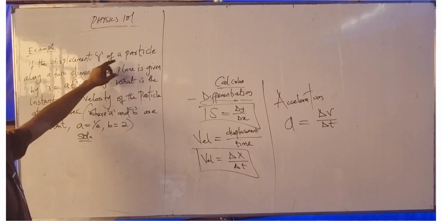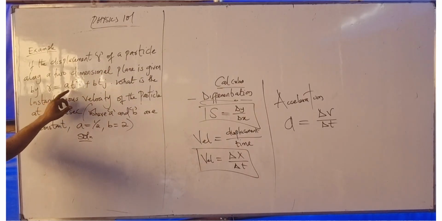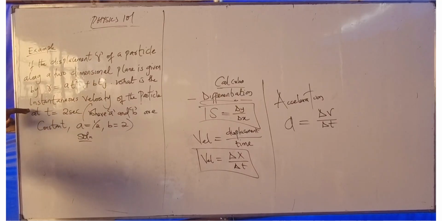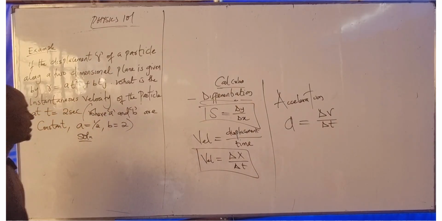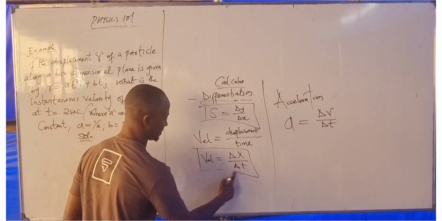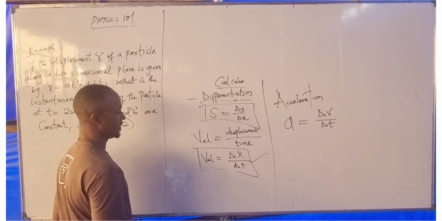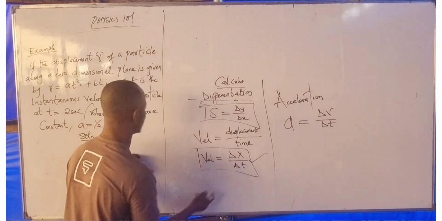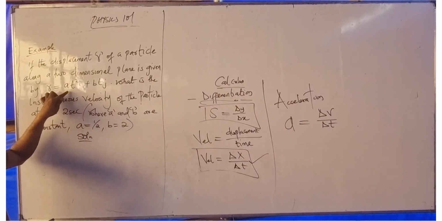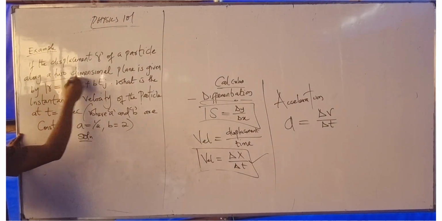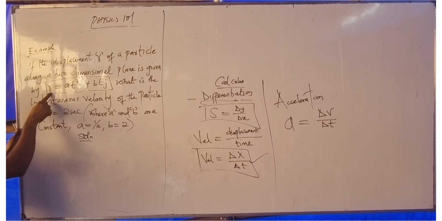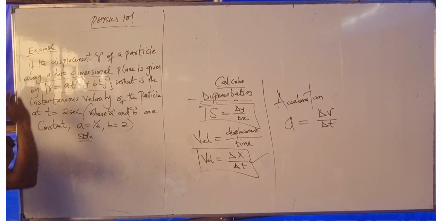Because we are given our displacement. If the displacement of a particle is given by r equals a t squared i plus b t j, what is the instantaneous velocity? That means this problem concerns this equation here. We are given displacement, which is our r or x, with respect to time. If you look at this expression very well, the value of r is with respect to time. Displacement equals a t squared i plus b t j.